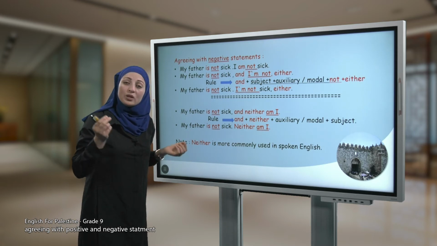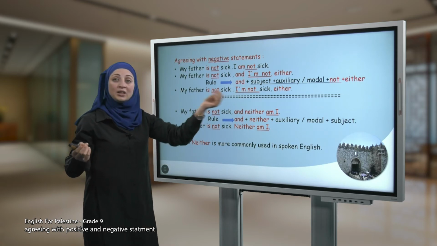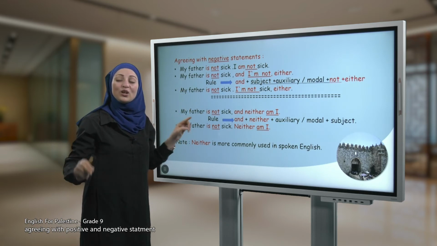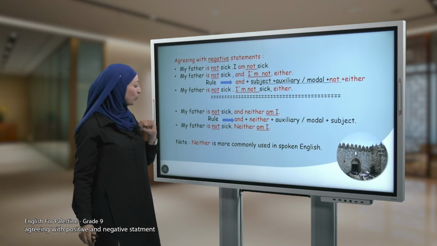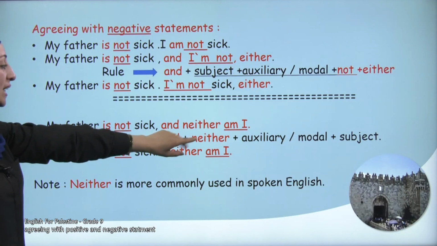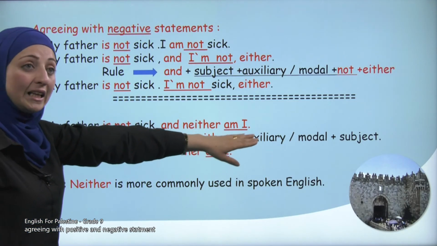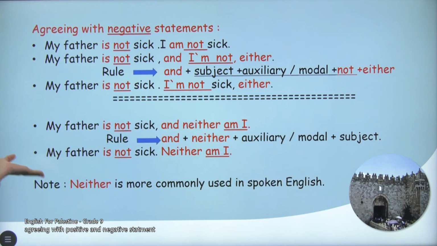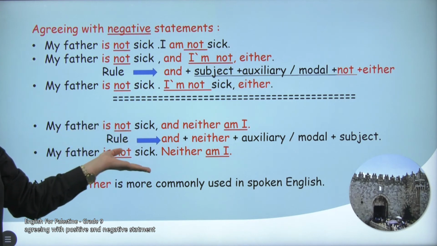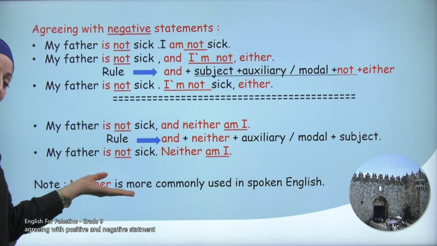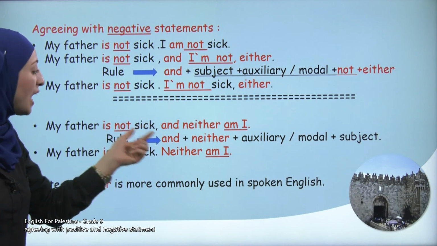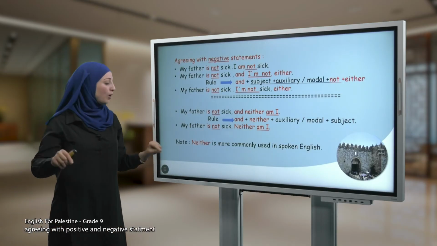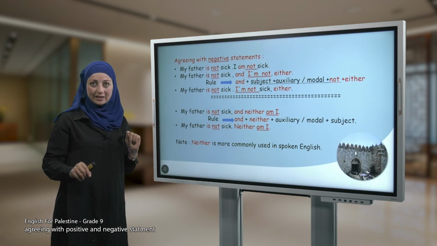How to agree with negative statements using neither? To agree with negative statements using neither, you have to follow this rule: and plus neither plus auxiliary or modal verb plus subject. An example, my father is not sick. And how to agree using neither? I will say, neither am I. So note here that neither is more commonly used in spoken English.